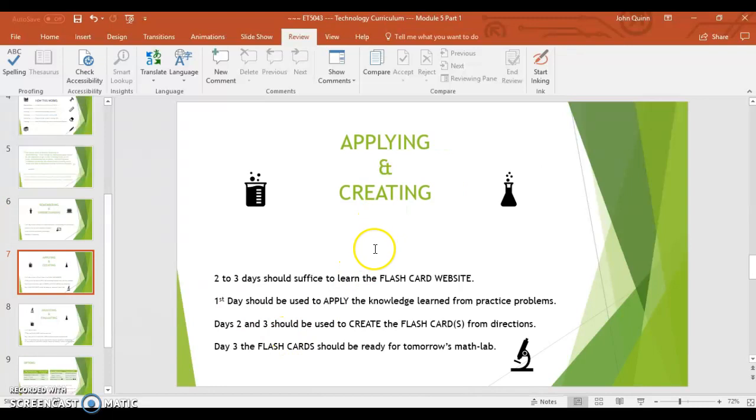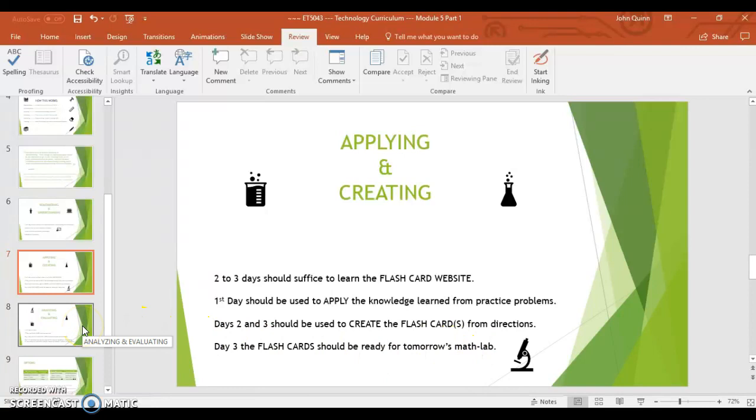Then you're going to apply and create. Like I said, it's going to go 1, 2, 3, 6, and then 4, 5. 2 to 3 days should suffice to learn the flashcard website. First day should be used to apply the knowledge learned from the practice problems. Days 2 and 3 should be used to create the flashcards from directions. Day 3, the flashcards should be ready for tomorrow's math lab.